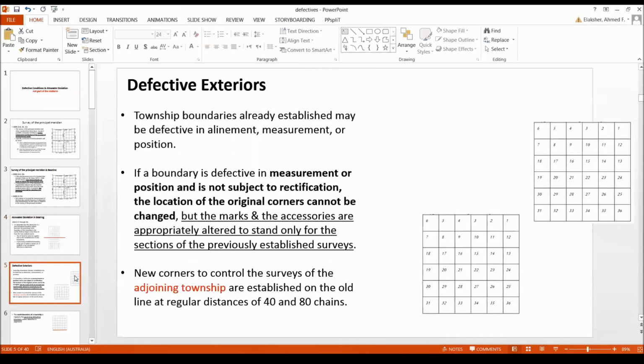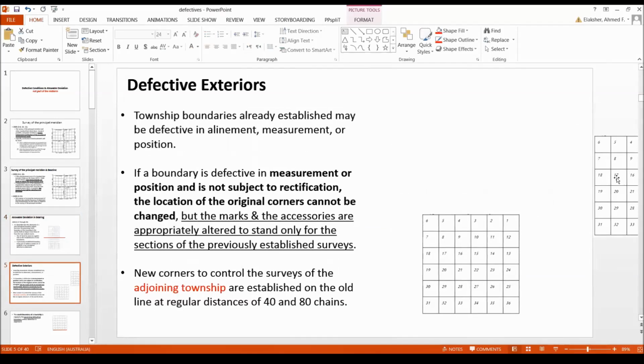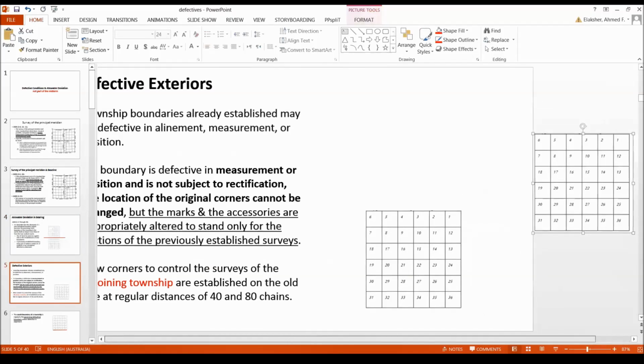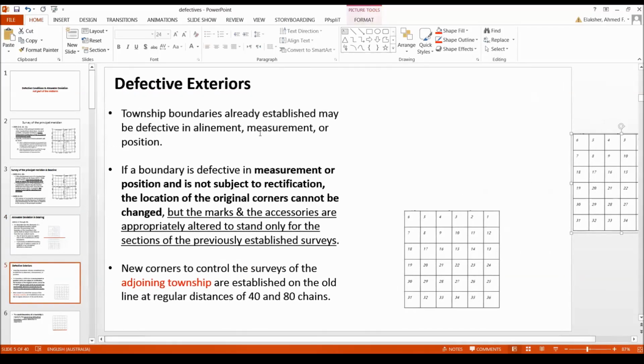Okay, defective exteriors. Let me put this aside and then I'll bring it when we need it, because I have it here for a purpose. Township boundaries already established may be defective in alignment or measurements. And that means if I go to the whiteboard here, or maybe go to paint, also paint is really very useful. What is paint? Okay, so paint is all windows, a little bit here, paint.